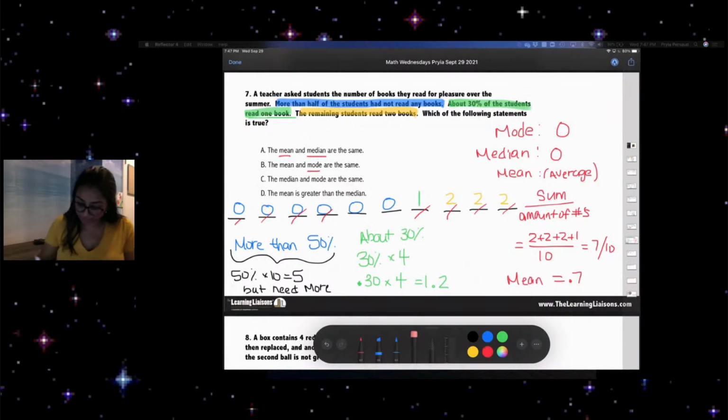So let's read through our answer choices and see which one works. It tells us that the mean, which is over here, and the median are the same. No, 0.7 and 0 are not the same. So that does not work. It says the mean and the mode are the same. Again, 0.7 and 0 are not the same. The median and the mode are the same. They are. That's going to be our answer choice.